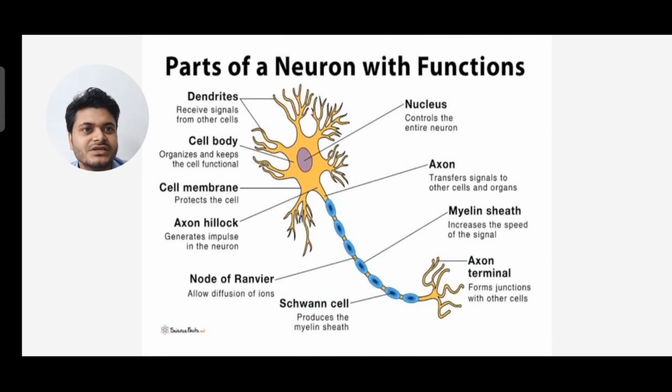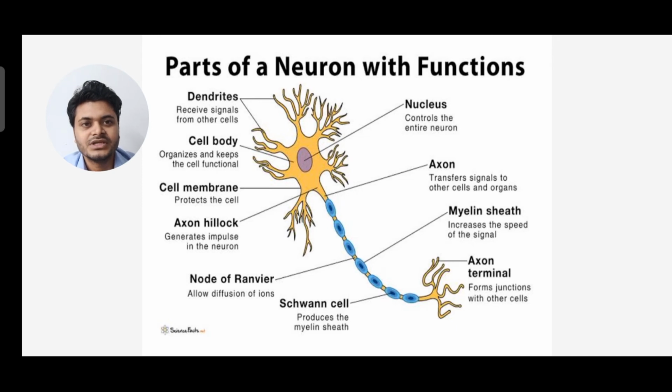You can see the nucleus function is it controls the entire neuron. Then axon function is it transfers signal to other cells and organs. Then myelin sheath function is it increases the speed of the signals. Then axon terminal, the function is it forms junction with other cells. Then you have dendrites, the function is it receives signal from other cells.